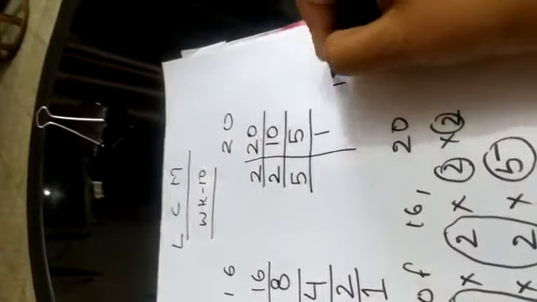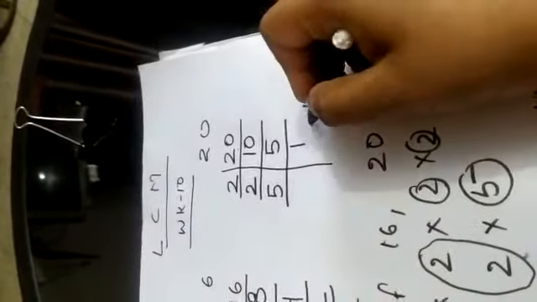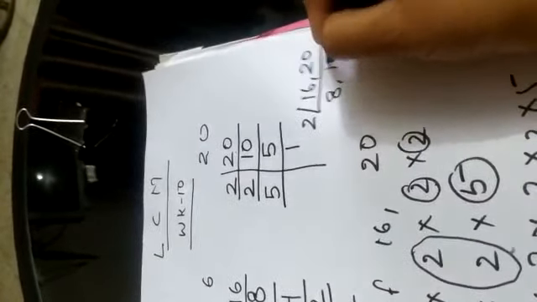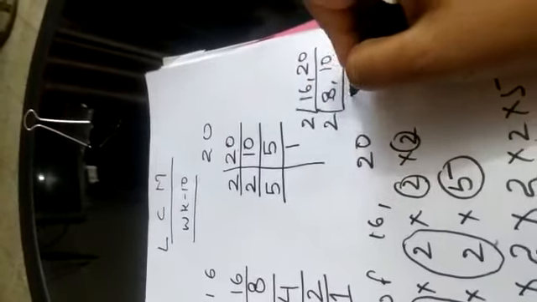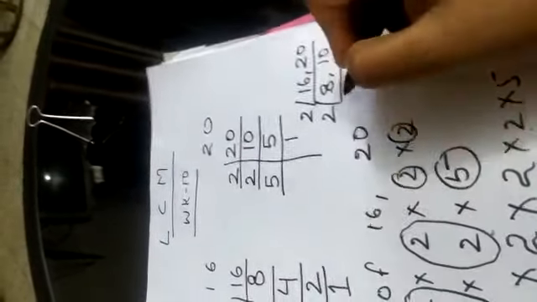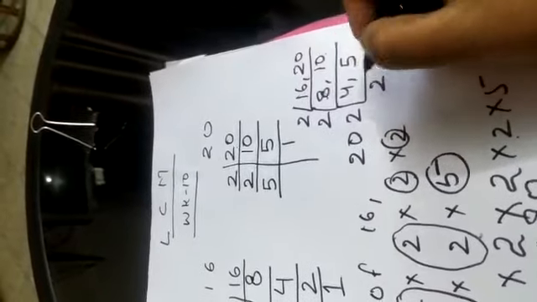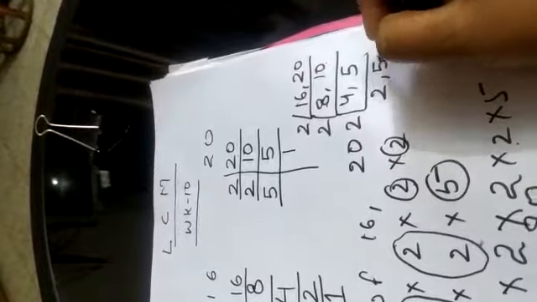We can use another method. We take these two numbers together and start dividing by 2. So 2 eights are 16, 2 tens are 20. These are the quotients. We again divide by 2: 2 twos are 4, 2 fives are 10. Again we divide by 2: 2 twos are 4, 2 fives are 10. Now 5 is not divided by 2, so we write 5 as it is.